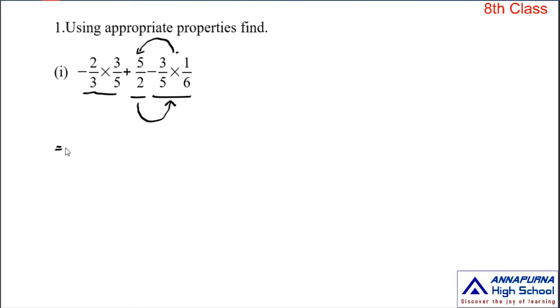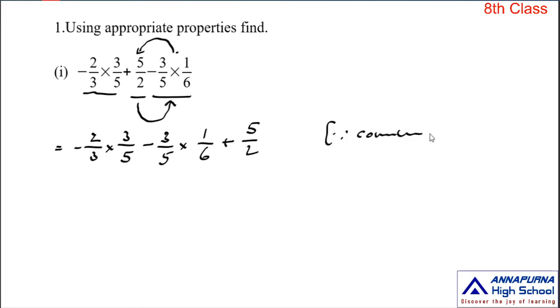Now after interchanging the second term and third term, what you get is minus 2 by 3 into 3 by 5. Along with the sign I interchange. So the third term is minus 3 by 5 into 1 by 6, and the second term is plus 5 by 2. Which property was applied here? The commutative property with respect to the addition operation. Now these two terms come side by side.